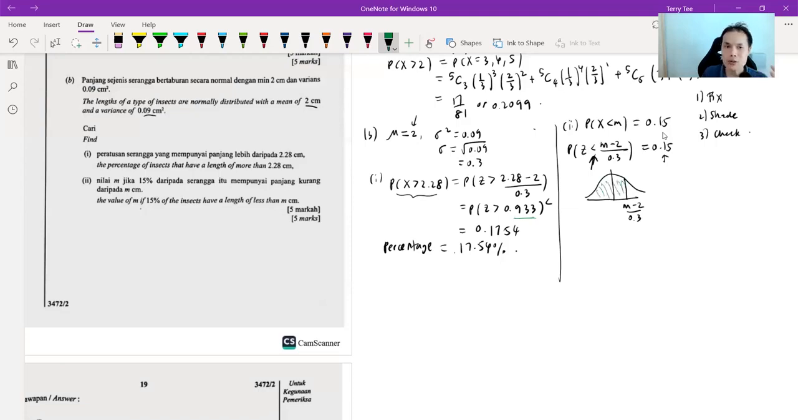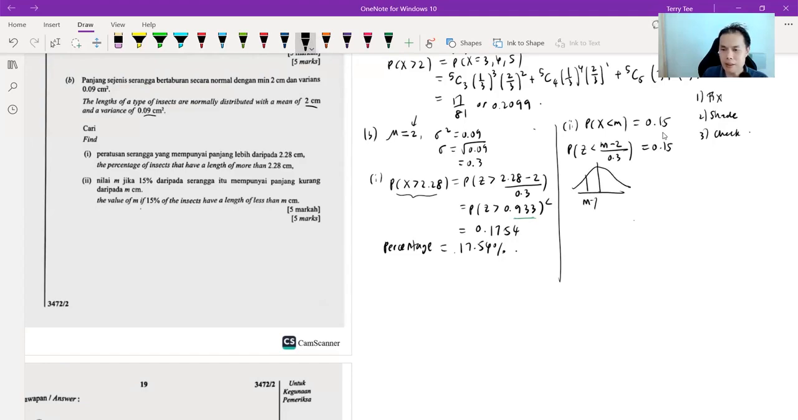Okay. The next question to ask yourself is, can this area be 0.15? Answer is no. I mean, the z value cannot be on the right. It must be on the left, right? If it's on the right, then the area is more than 0.15. Cannot be 0.15. 0.15 is less than half. Okay, so I know I have to fix this on the left instead.